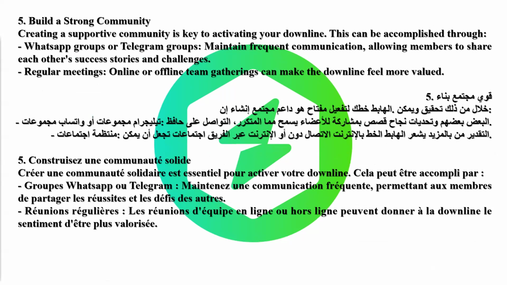Then number 5, build a strong community. Creating a supportive community is key to activating your downline. And this can be accomplished through WhatsApp groups or Telegram groups, maintaining frequent communications, allowing members to share each other's success stories and challenges. Regular meetings, online or offline team gatherings can make the downline feel more valued, right? Important.